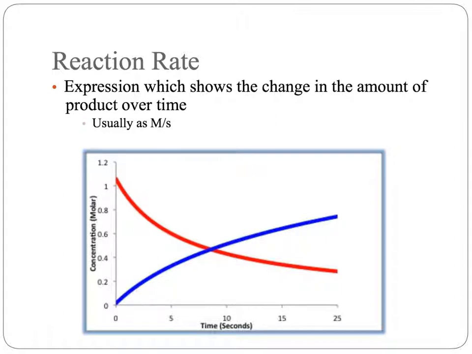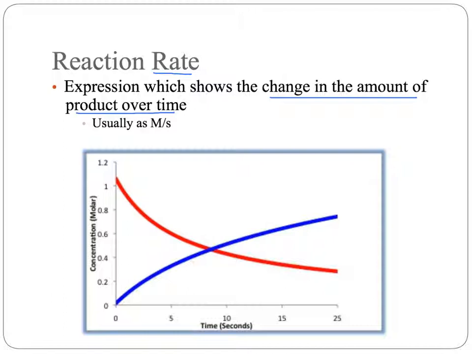So when we talk about the kinetics of a reaction, we're going to be talking about the reaction rate. And this is a mathematical expression that shows the change in the amount of the product over time. You can also have a reaction rate expressed as the negative of the change of the amount of reactant as well. But most often we're talking about product.